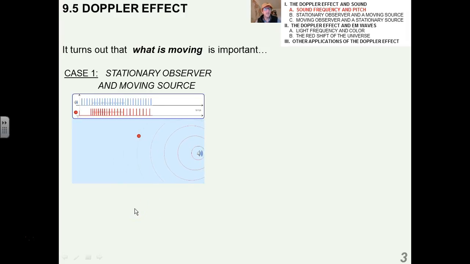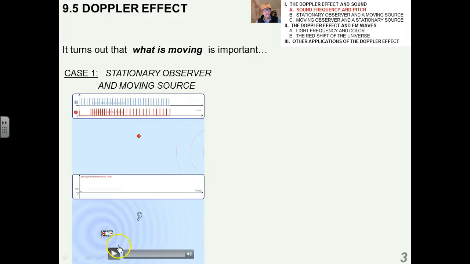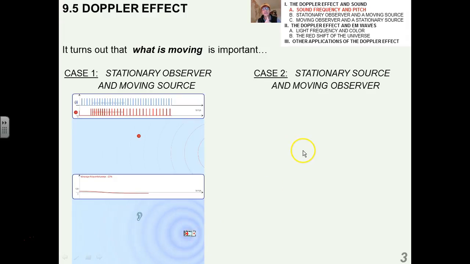So that's a stationary observer. In that case, the observer is the microphone and the source is what's moving, okay? An ambulance would be something like this. Okay, and we've all heard that in real life, right? All right, case 2.